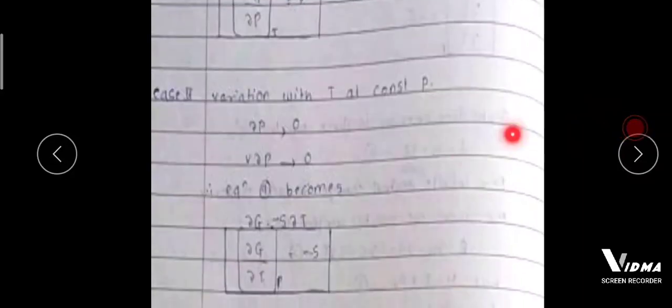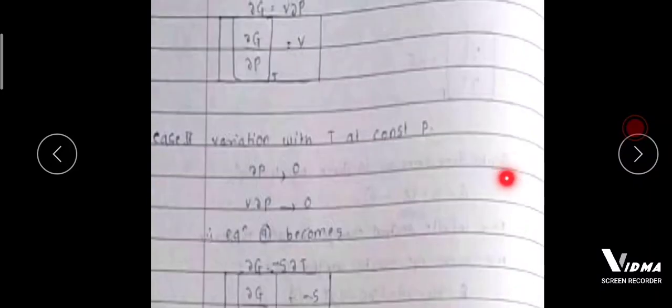Now we have to prove the second part. The second part is, in the square bracket, delta G upon delta T at constant P is equal to minus S, that we have to prove. For this, we have to consider the variation of the Gibbs free energy with the temperature at constant pressure. When we consider constant pressure, the delta P becomes 0 and automatically V dP becomes 0. Therefore, equation 9 becomes delta G is equal to minus S dT.